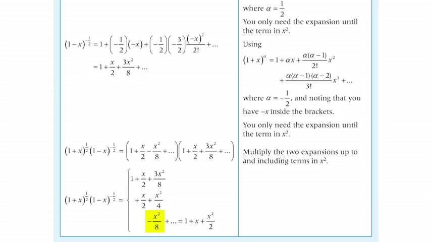Minus x squared divided by 8. You only need to multiply the 1 from the first factor by 3x squared divided by 8 from the second factor. Then you collect like terms and add to obtain 1 plus x squared divided by 2, which is the required result.